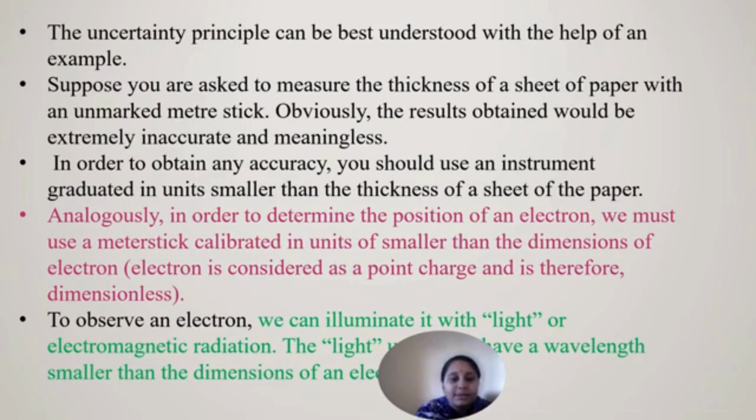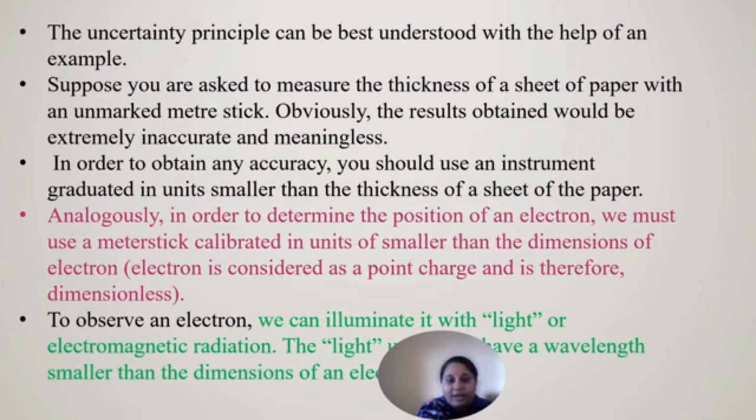And this uncertainty principle we can understand with the help of a very good example. Suppose you are asked to measure the thickness of a paper with an unmarked meter stick. So you don't have markings to measure that, so obviously it will be inaccurate and meaningless. There will not be a proper measurement. So to obtain accuracy, what should we do? We should use an instrument with graduated scales, so that the scale divisions are smaller than the thickness of the sheet of paper.